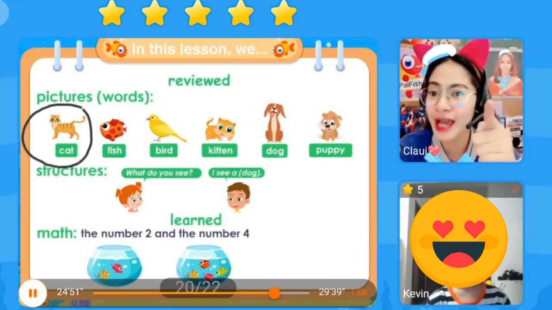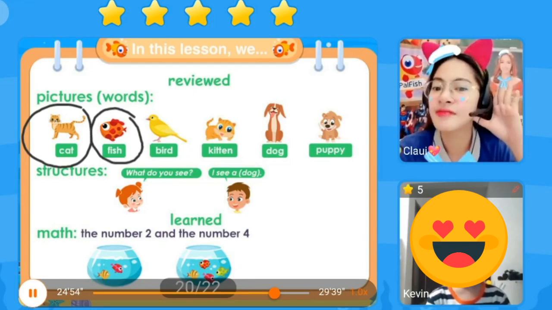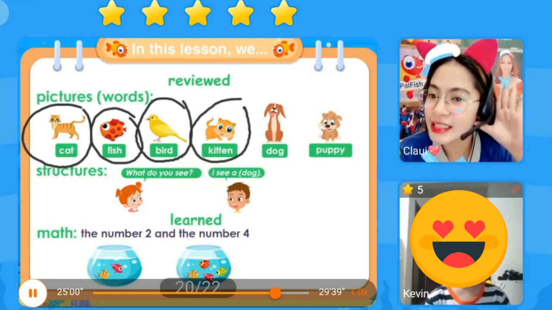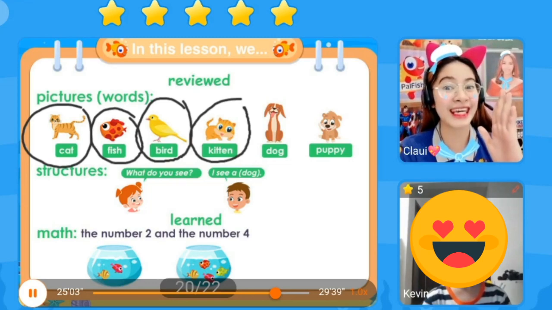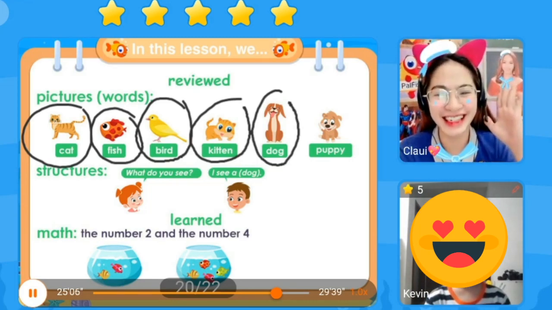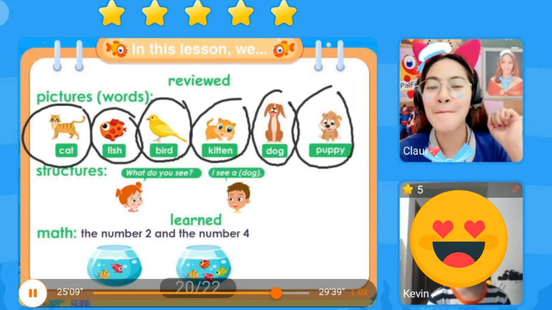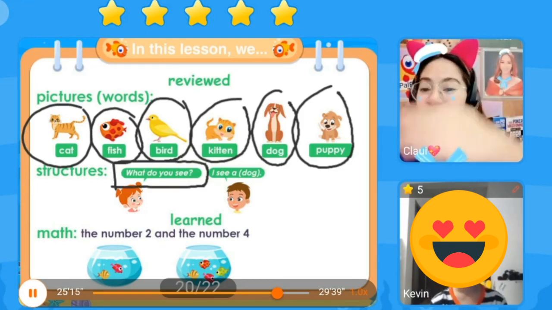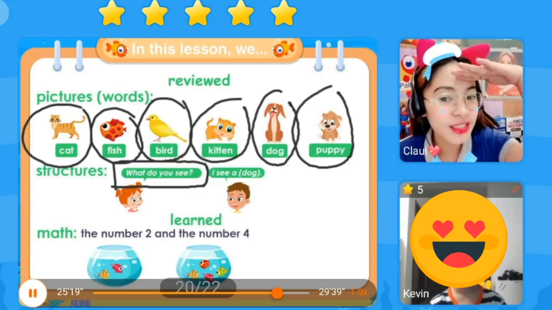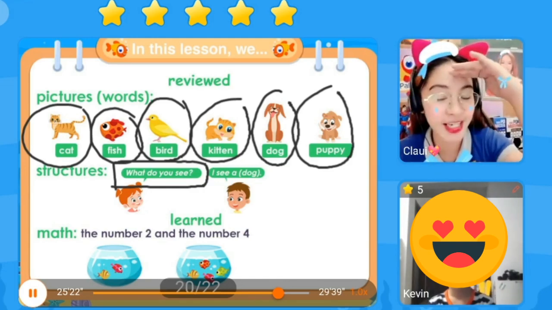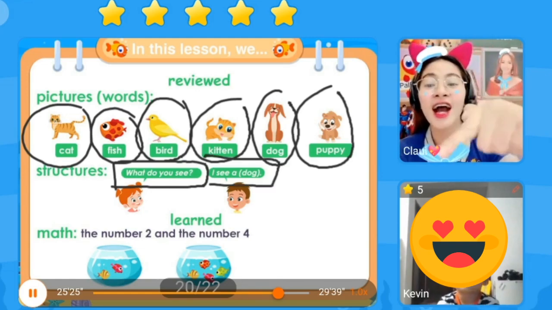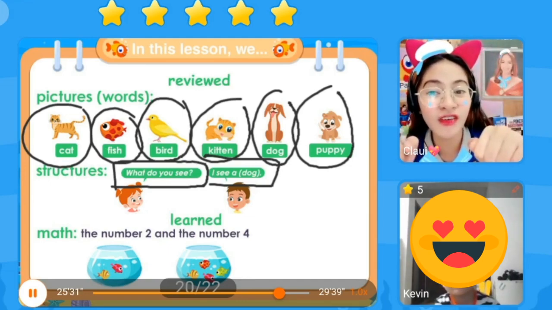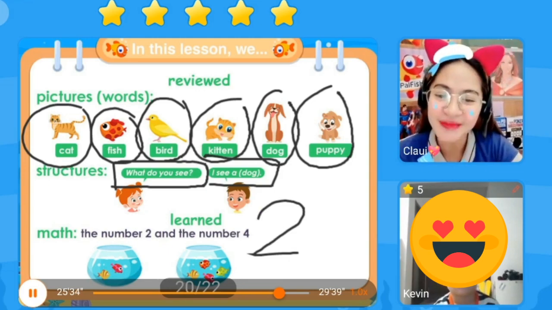Now, let's say, what's that? Cat. Kitten. Dog. Puppy. Very good. And the sentence structures. What do you want? What do you see? I see a dog. Okay.